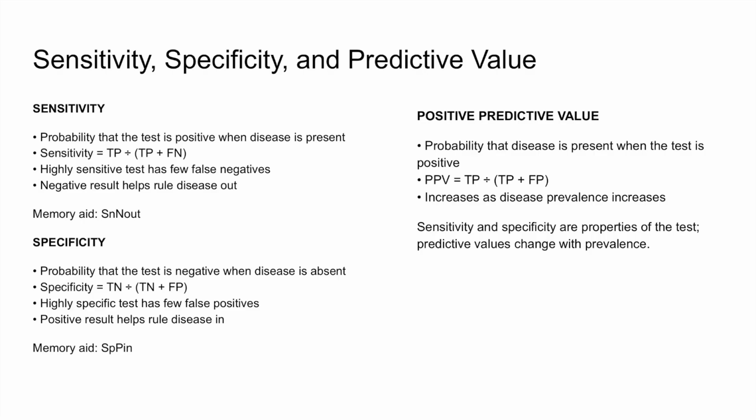So positive predictive value asks how likely disease is after a positive result. Unlike sensitivity and specificity, predictive values depend strongly on prevalence. As prevalence rises, positive predictive values generally rise and negative predictive values fall.